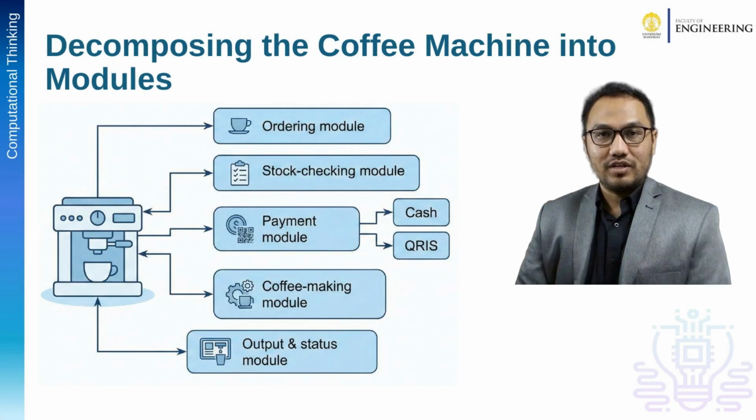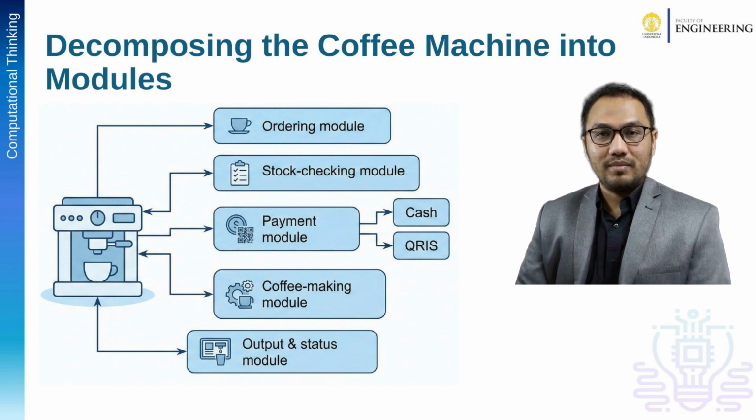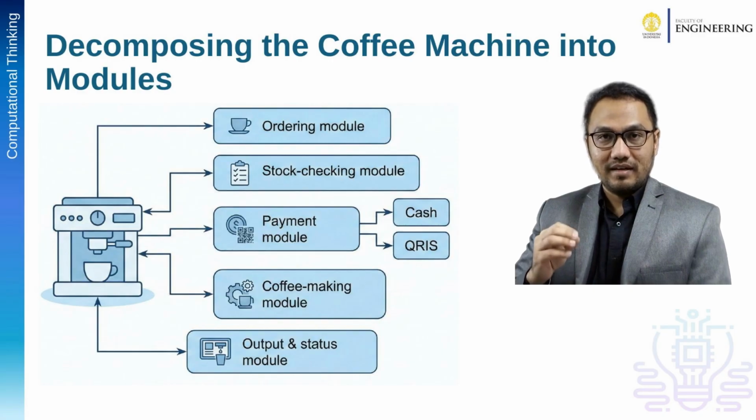Now we decompose the coffee machine into modules. First, an ordering module that displays the menu and records the user's choice. Second, a stock checking module that verifies whether there is enough coffee, water, and milk for the selected drink. Third, a payment module. Inside this, we can decompose further into cash payment and QRIS payment.